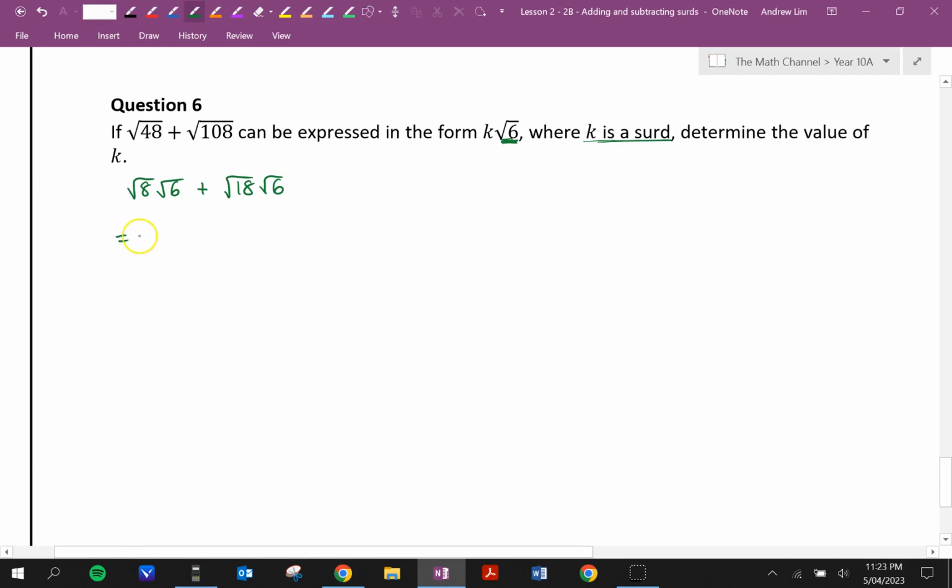Now I can add these because these are like terms. They're both in terms of root 6. So it's sort of like saying root 8x plus root 18x. So that's going to equal root 8 plus root 18 lots of root 6. Now let's see if we can simplify that.